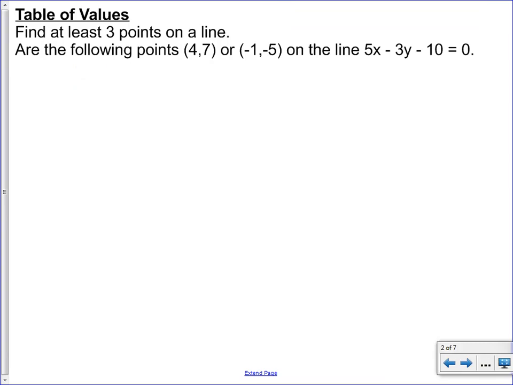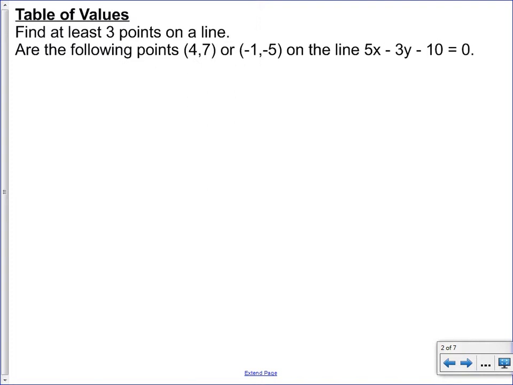Okay, so our learning goal for today, or the big picture of today, is using a table of values. There's three methods to graph. One, using your slope y-intercept and graphing the equation by plotting the y-intercept using your rise over run. Second way is using your x and y-intercepts. The third way is using a table of values.